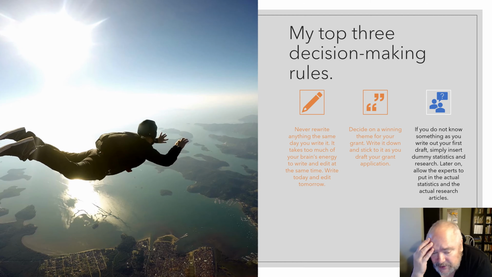Also, when you're doing the first draft of the grant, don't worry so much if you don't know the answer to something, or if you don't know the exact statistics or the research behind the theory of change being used. What I like to do is just insert some dummy statistics and dummy research, and then later on you can have the staff or the experts in the field put in the actual numbers for you, or the actual citations.